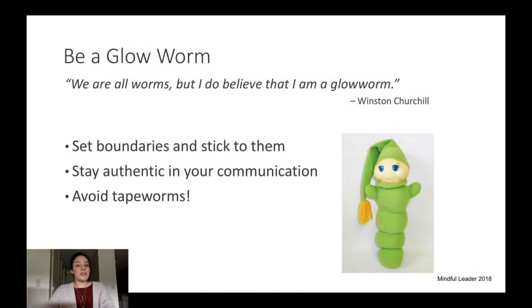You also want to stay true to yourself and your boundaries. Winston Churchill once said, "We are all worms, but I do believe that I am a glowworm." All this means is that you want to make sure that you are setting your personal boundaries of what's right and what's wrong in your eyes and sticking to that. Brene Brown is really well known for her research on guilt and shame and also compassion and wholehearted living. And she says that being authentic, especially in your relationships, means setting boundaries for yourself and saying no when you feel like you need to, even if that means that you're disappointing someone else.